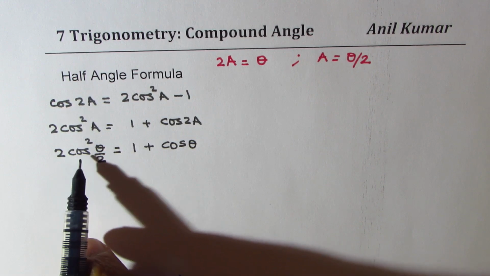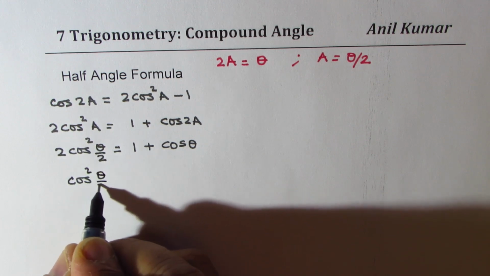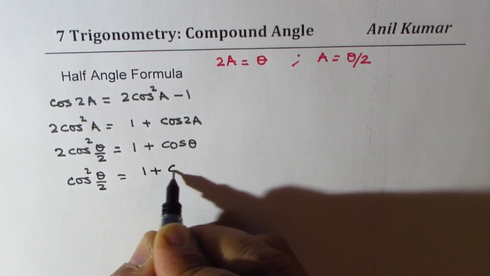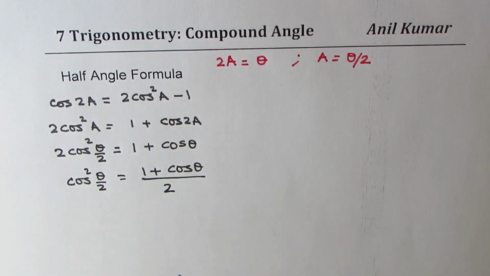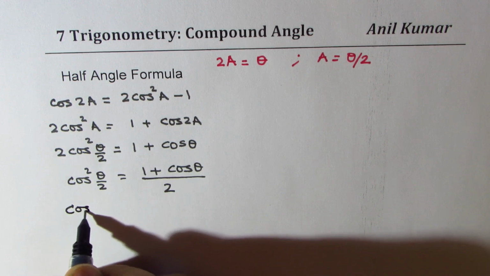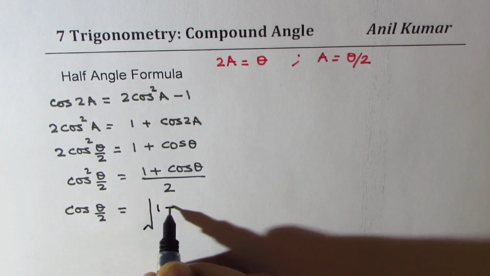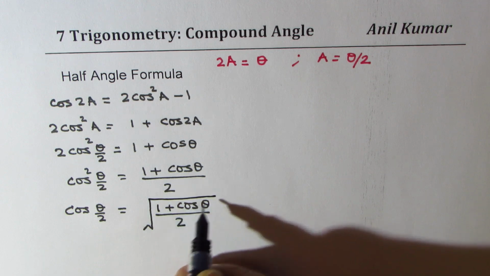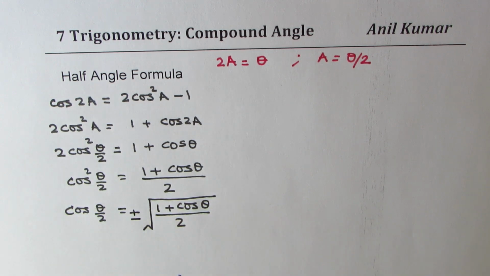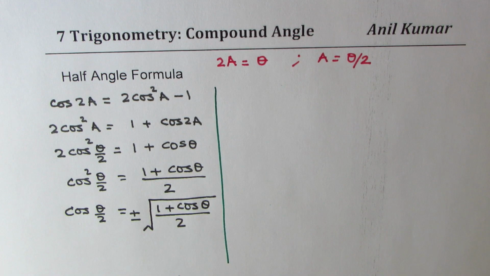Now we can isolate cos theta by 2, right? So we get cos square theta by 2 equals 1 plus cos theta divided by 2. And here is our half angle formula, which is cos theta by 2 is square root of 1 plus cos theta by 2. And whenever you do square root, you have to write plus or minus, right? So both values. Is that clear? So we get one formula for half angle of cosine.